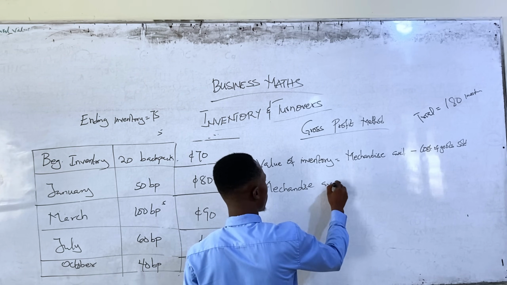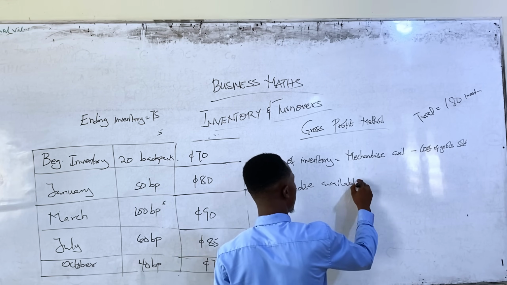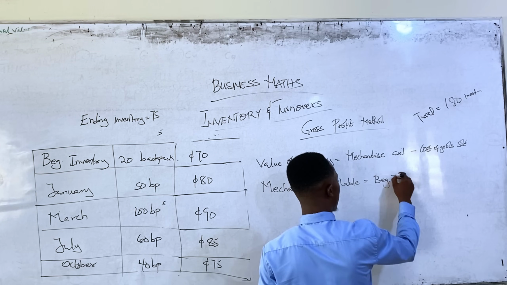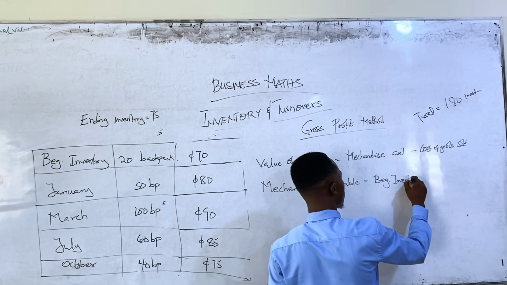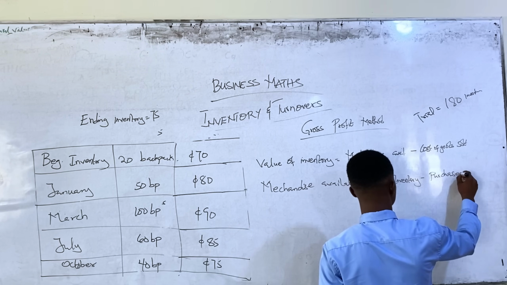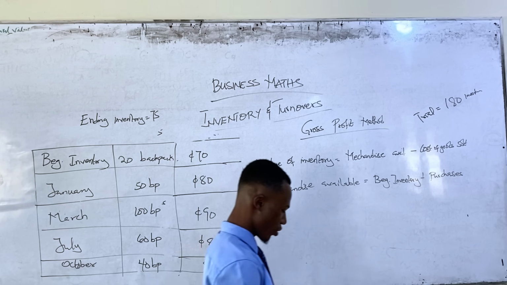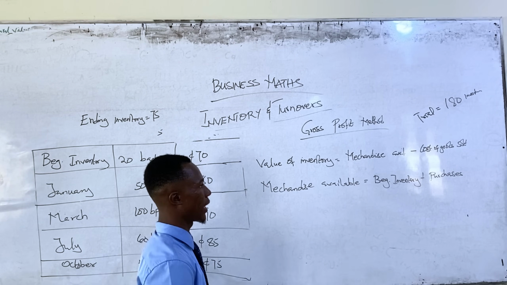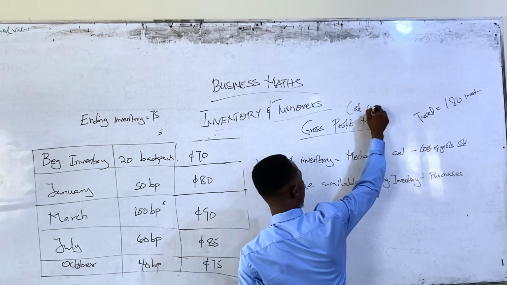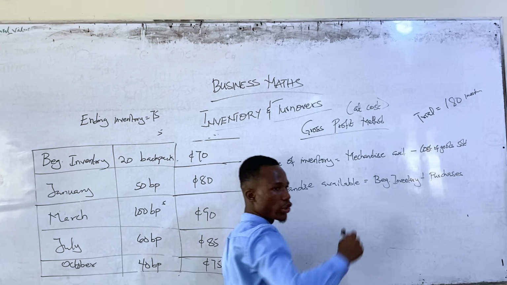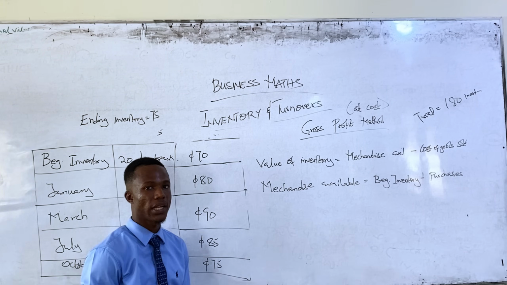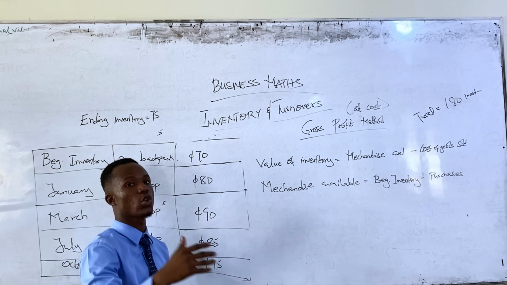Merchandise available is equal to your beginning inventory plus what? Purchases. Right. Your beginning inventory plus purchases. But for the gross profit method, we are dealing with what? At cost. Anything that you see should be at cost, because we'll be looking at the retail method where we look at retail. So this one should be at cost, right?